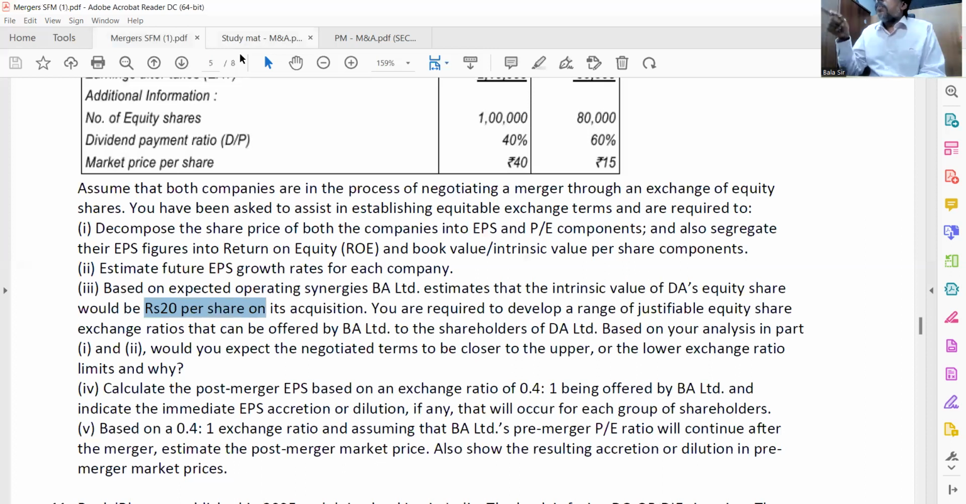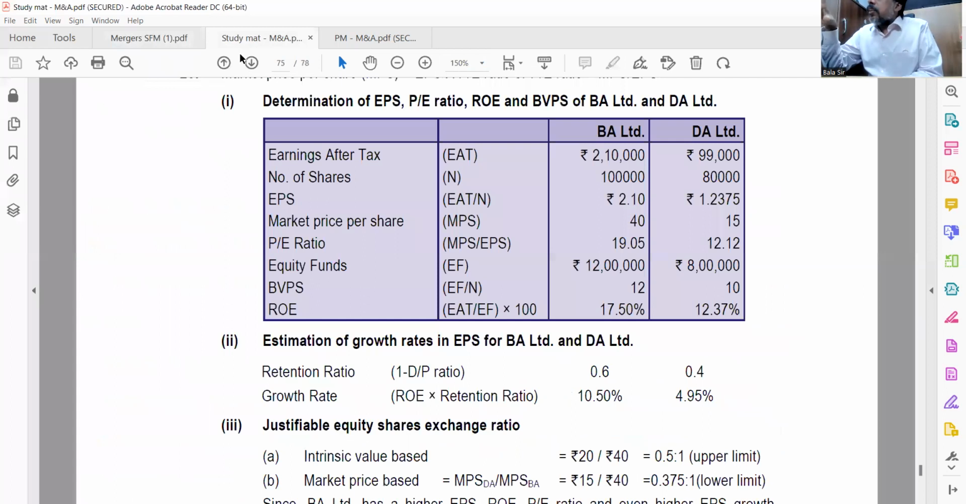Therefore, your company is worth something more than 15. That's what is given. Given 20. 20 rupees intrinsic value. Now tell me, that means your shares are worth how much? What is 80,000 into 20? Your shares are worth 16 lakh rupees here, not just 12 lakh. You know, the 12 lakh and 16 lakh, 4 lakh is nothing but the synergy that I will enjoy if I buy your company. Yes or no?